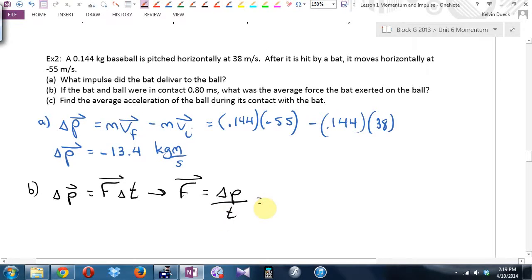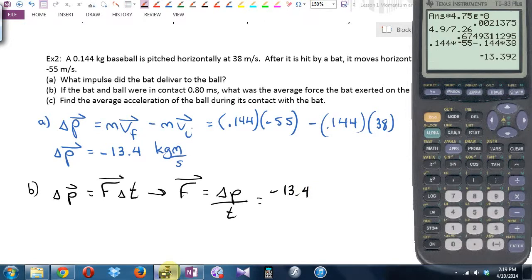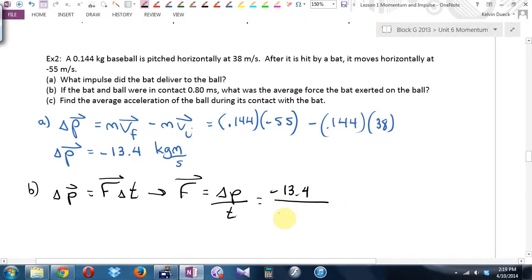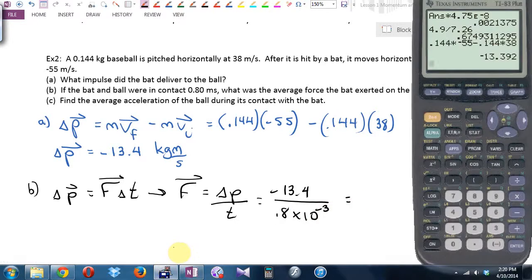Ooh, I know the change in momentum. I'm going to write negative 13.4, but I'm going to use the 13.392 stored on my calculator, divided by 0.8. What's milli? 10 to the what? I think it's on your formula sheet somewhere. 10 to the negative 3. So the force that this bat applies is the impulse divided by, bracket, 0.8 times 10 to the negative 3. It's kind of weird looking scientific notation. In fact, it's not technically correct scientific notation, but my calculator will handle it anyways, so what do I care?